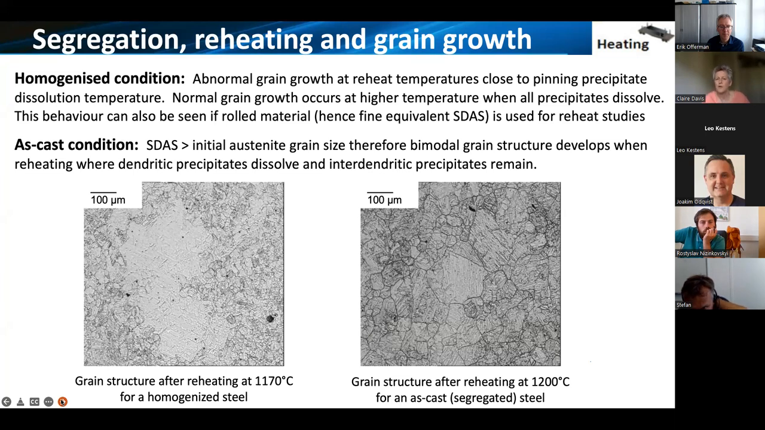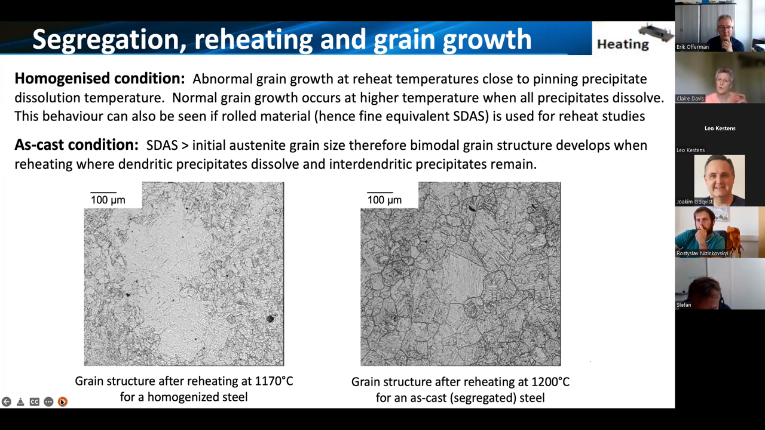But there are several phenomena that can, not always, but can occur during the reheat process. What we want to achieve is a uniform grain structure with our microalloying elements back in solution, if we're talking about something like niobium. However, there are phenomena such as abnormal grain growth and bimodal grain growth that can occur. One of the things that we've looked at in the past is when and under what conditions you get these phenomena. Abnormal grain growth tends to occur where you're very close to the dissolution temperature for pinning precipitates.